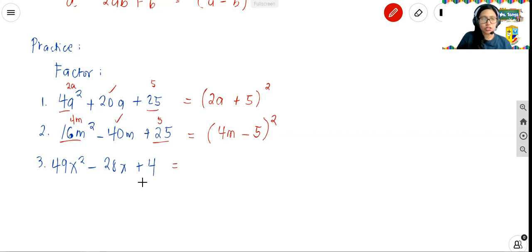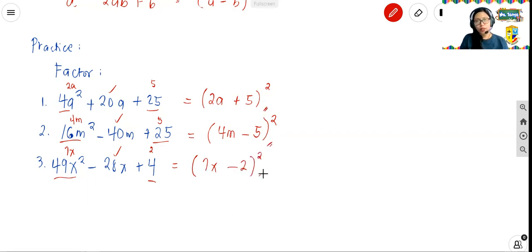On the third example, let's check. Is this a perfect square? Yes, the square root is 7x. Is this a perfect square? Yes, the square root is, oh sorry, 2. And then let's check the middle term. Let us check if it's twice the product of the square root of the first term and the square root of the last term. So we will have 7x times 2 is 14x times 2 is 28x. So that's correct. Therefore, our answer would be 7x minus 2 quantity squared.